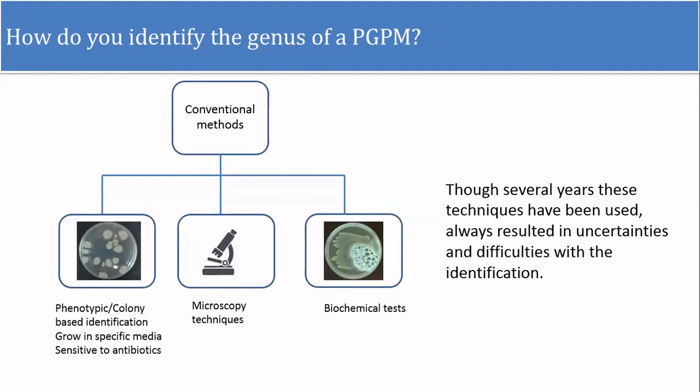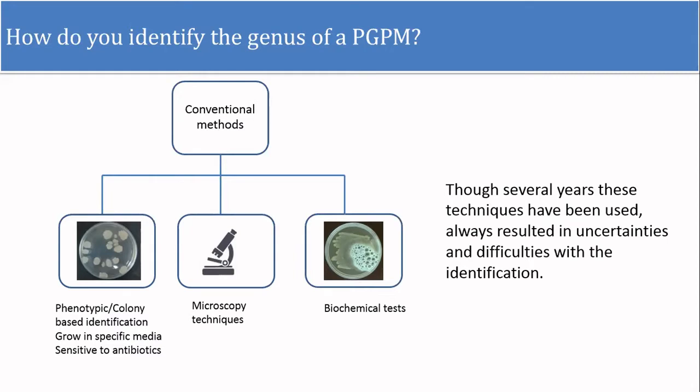We can have several media, and using a specific medium, we can grow those microorganisms. There are also microorganisms which are sensitive to antibiotics, and based on those biochemical markers, we will be able to identify the plant growth promoting microorganisms. This is one of the conventional methods. Based on microscopic techniques, on the shape or the size, we will be able to narrow down the identification process.